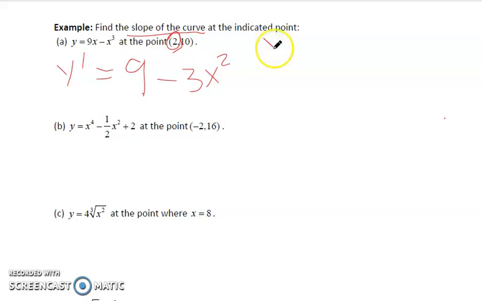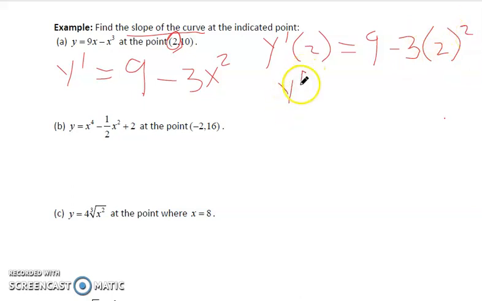So what you do now is you evaluate y prime of 2, which means you put 2 into the derivative. You will get 9 minus 3 times 2 squared. And you just work this out. So y prime of 2 is equal to, this becomes 3 times 4, that's 12, 9 minus 12. The answer is -3. So that's the slope of the curve at the point (2, 10). That's the slope of your curve, and you have answered that question.